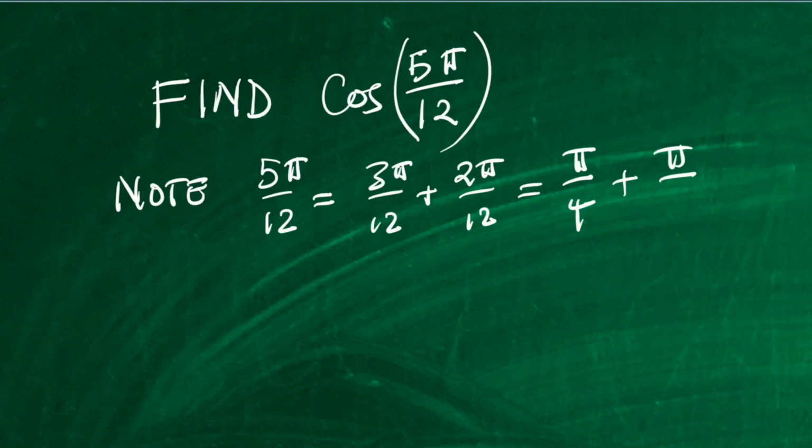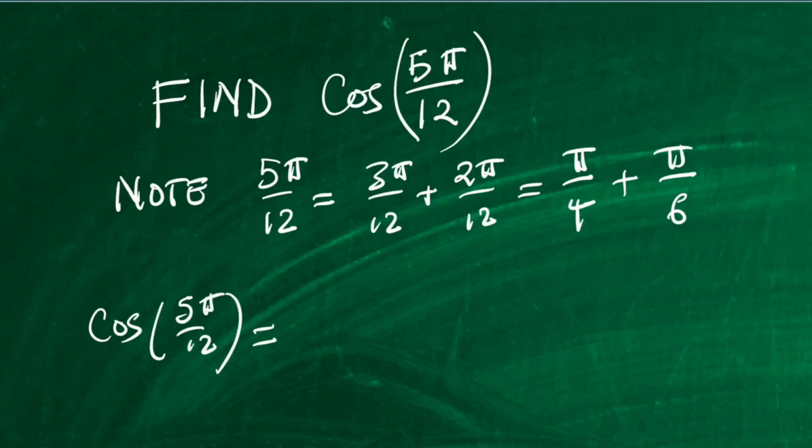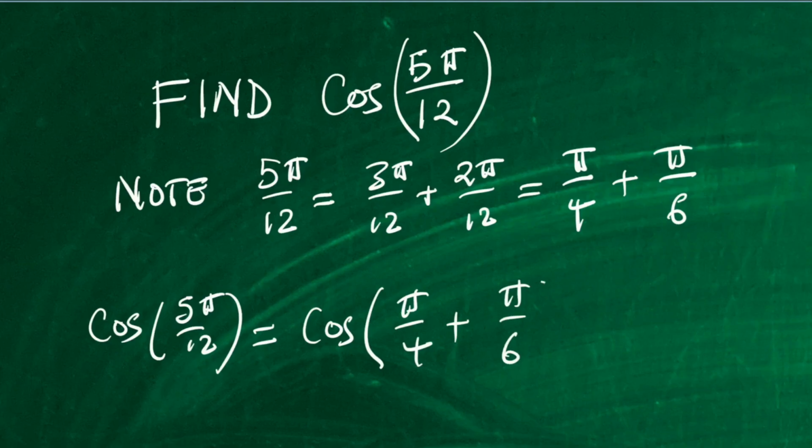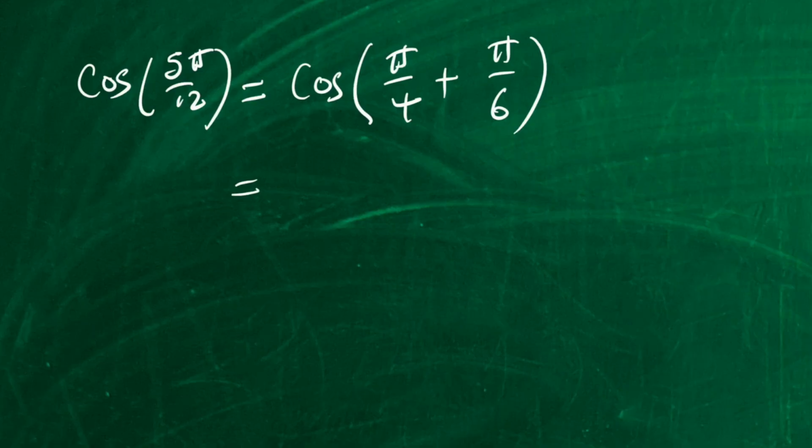So 5 pi over 12 can be composed as pi over 4 plus pi over 6. Now we can write cosine 5 pi over 12 as cosine of the sum of these two angles, pi over 6 plus pi over 4.